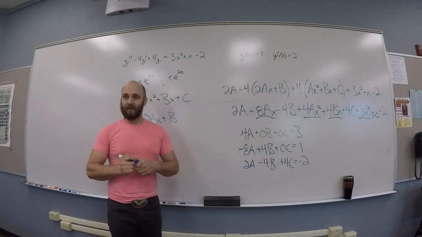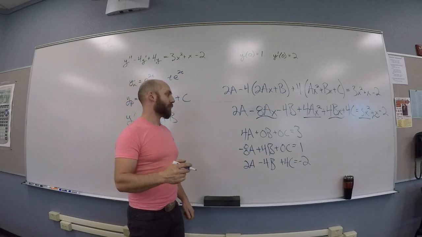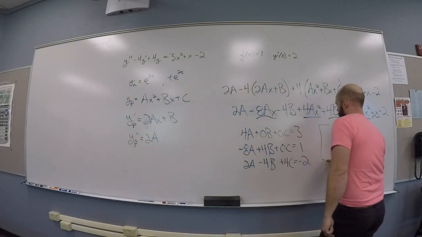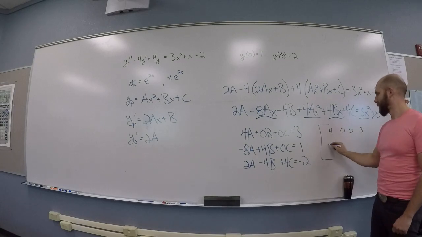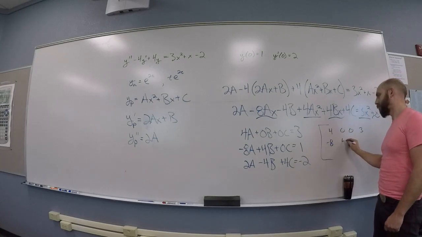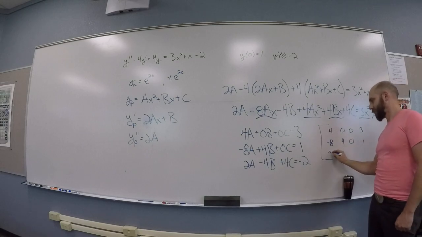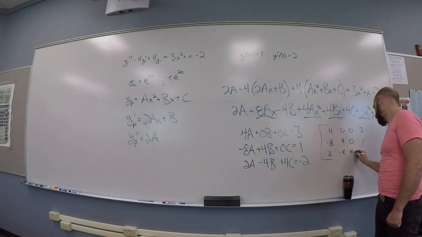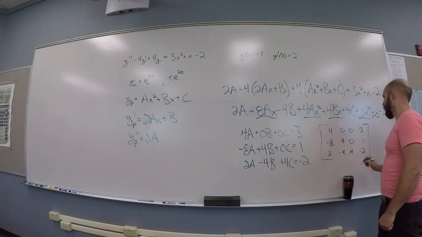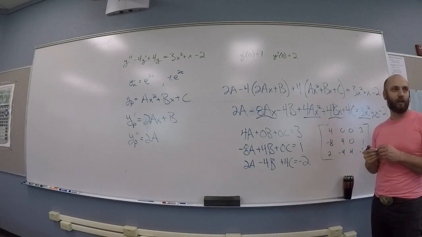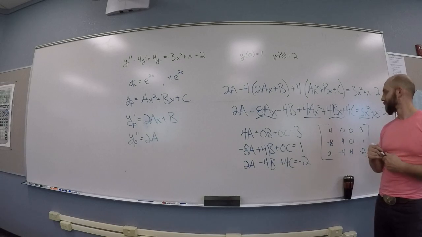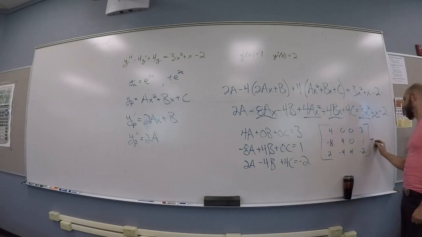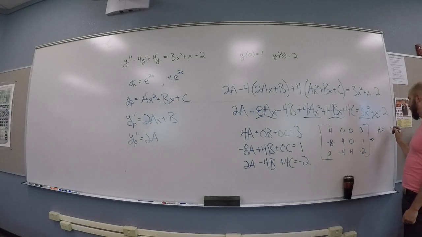And that is linear algebra, or algebra 2, depending. So make a matrix: 4, 0, 0, 3; minus 8, 4, 0, 1; 2, minus 4, 4, minus 2, and reduce row echelon form that thing using your calculator if you want. Out of that you will get A is negative 3/4.